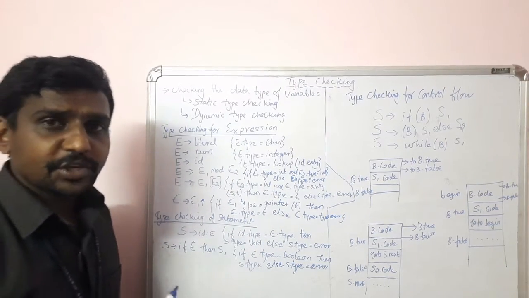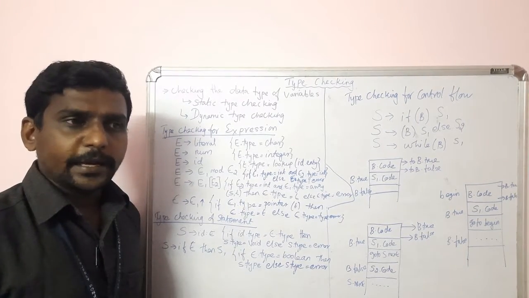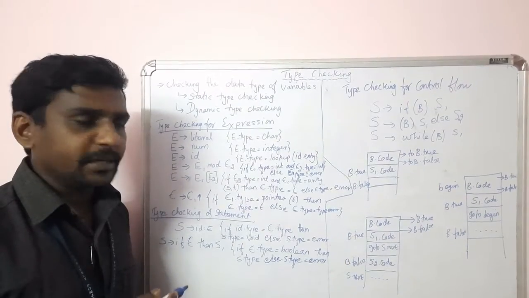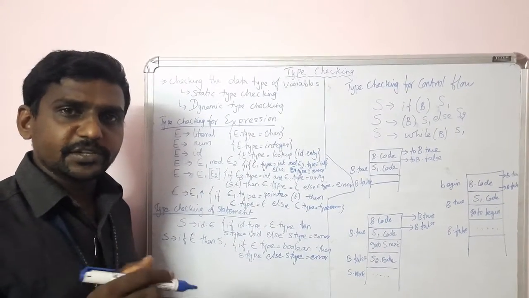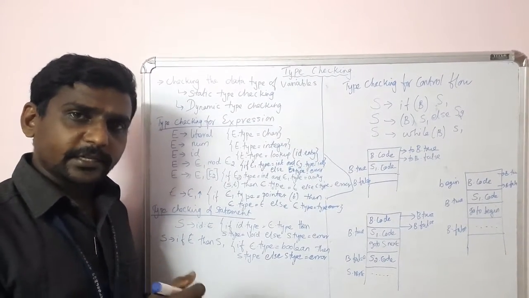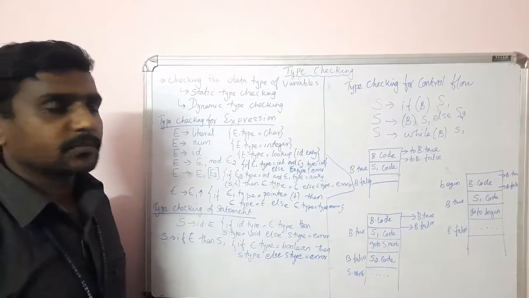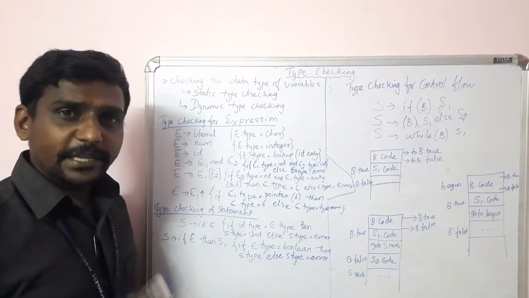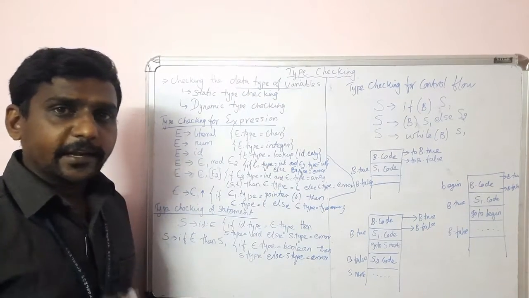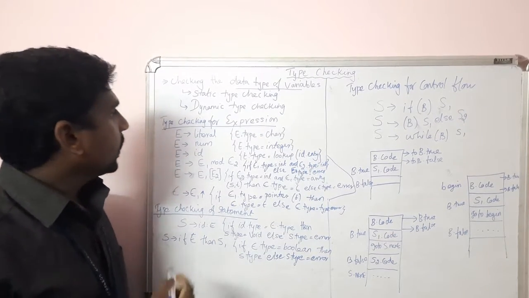What is type checking? Type checking means when you declare a variable and give some type to that variable, that means if you declare integer and give an integer value, that is the correct type. If you declare integer, but give a character value, that is the wrong type. This checking is called type checking. So type checking deals with the data type of variables, for example, integer data type, character data type, float data type, etc.